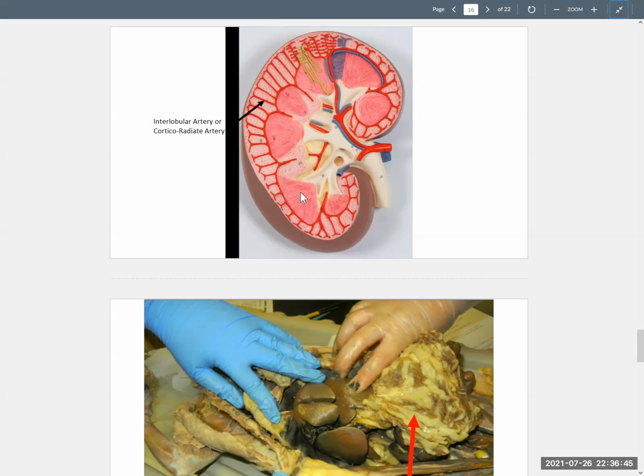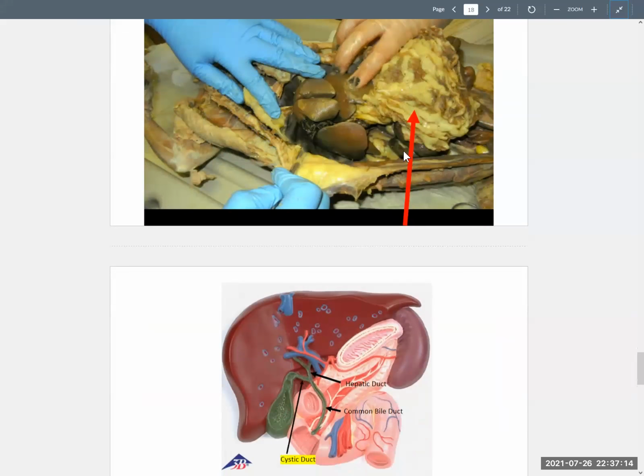This model has beautiful renal pyramids, a nice lobar artery, of course, nice ureter, renal pelvis, where two come together. We have a major calyx where there's just one. We have a minor calyx. Greater omentum showing here.